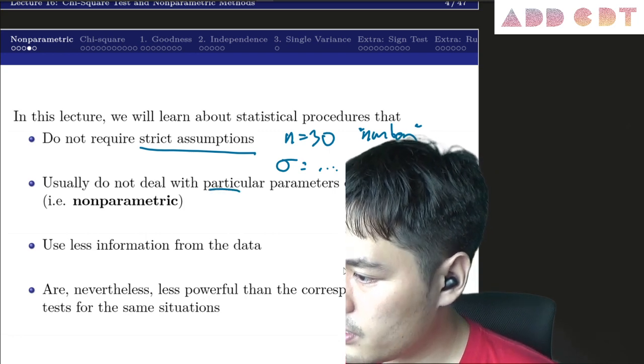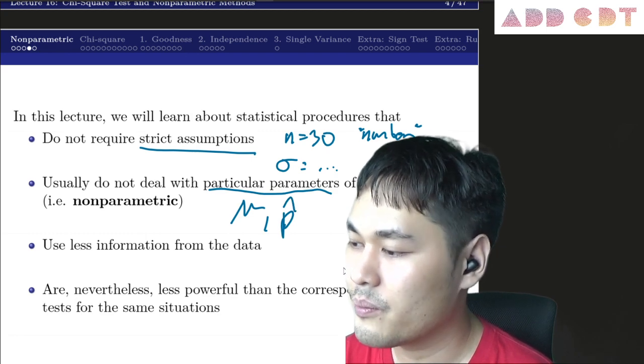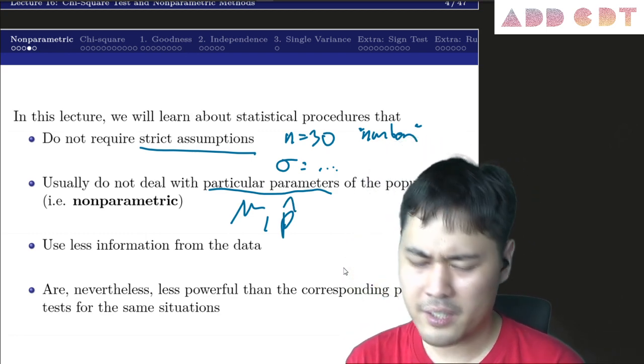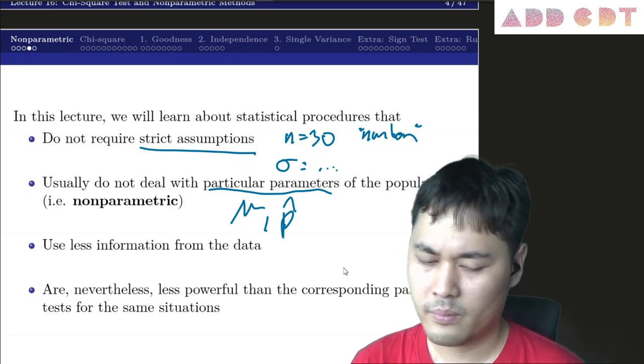We always use, not actually always, but we actually deal with just these two things, the mu and the p hat, or just a p.